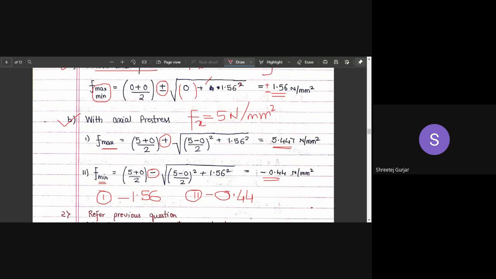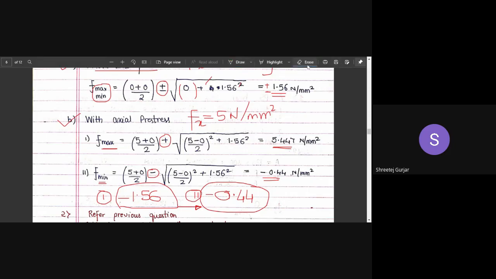Compare just the magnitude. You have the values on your screen. Tell me which value is nearer to 0. This value is near to 0, meaning this value is higher, hence it is decreasing. It is tending towards 0. That is, your maximum principal tension is decreasing as we apply the pre-stress.